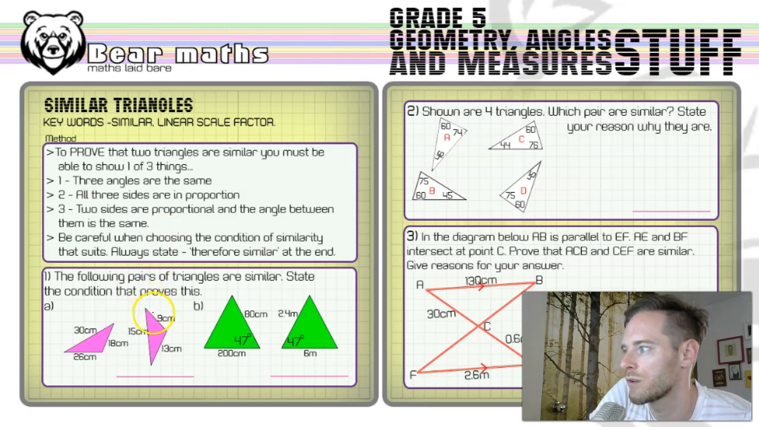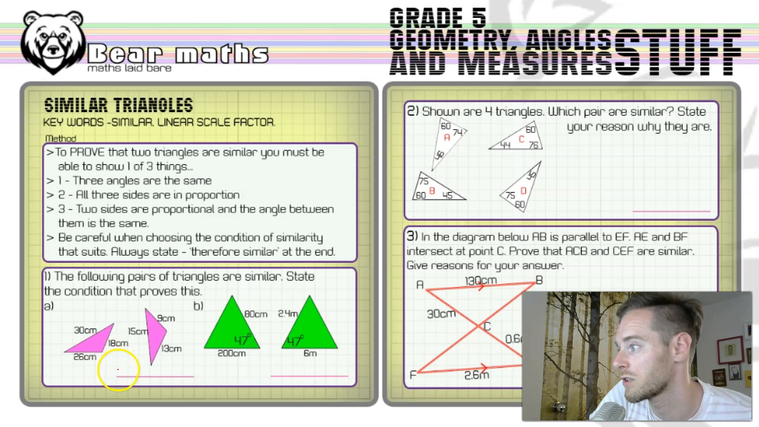Now, in number one, you've got the following pairs of triangles are similar. State the condition that proves this. So what I've got in that question there is three side lengths. So I've got 30, 18 and 26, and on the second triangle, 15, 13 and 9. If you look at this one, 30 is double 15, 18 is double 9 and 26 is double 13. So these are all in proportion. All three sides are in proportion.